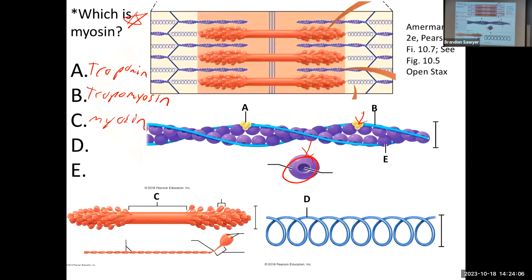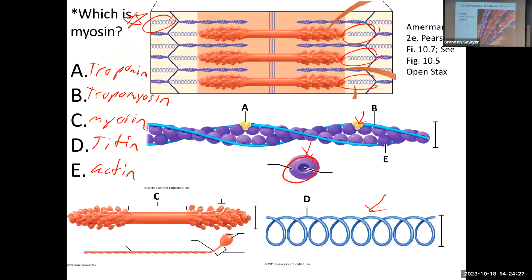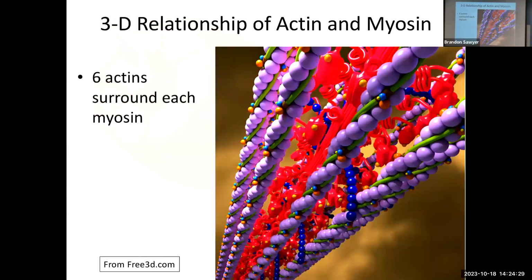Myosin. And then D. Yeah, this one's titin. It's that spring-shaped one. We can see it here and here and here. It's helping to hold everything together. And then lastly, E is what? Actin. There we go. So next class we'll dive in deep into how all those things work and what they are.